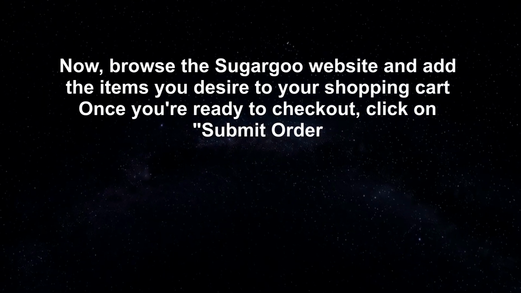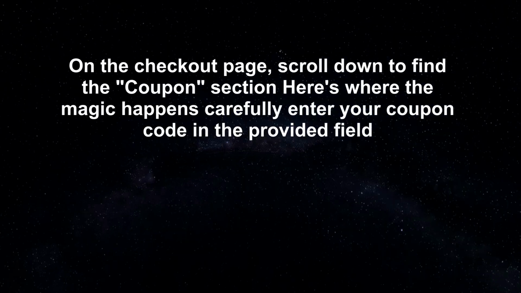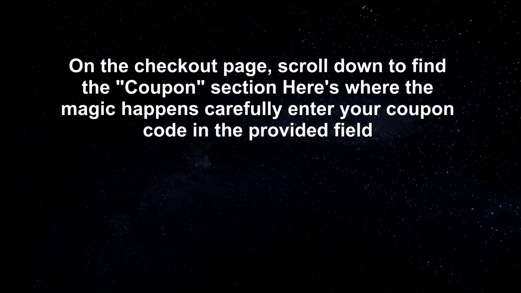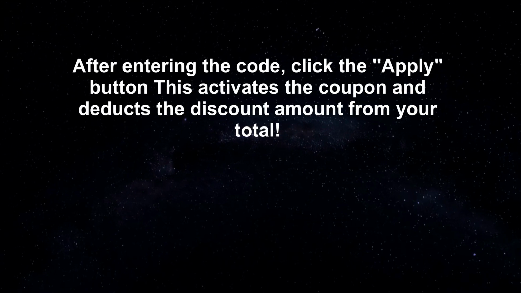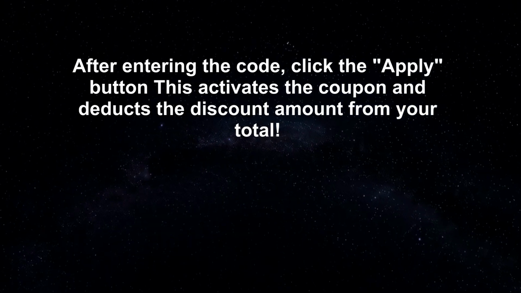Once you're ready to check out, click on Submit Order. On the checkout page, scroll down to find the coupon section. Here's where the magic happens. Carefully enter your coupon code in the provided field. After entering the code, click the Apply button. This activates the coupon and deducts the discount amount from your total.